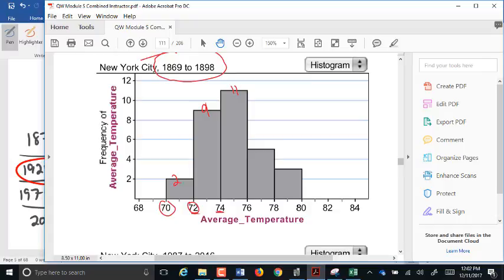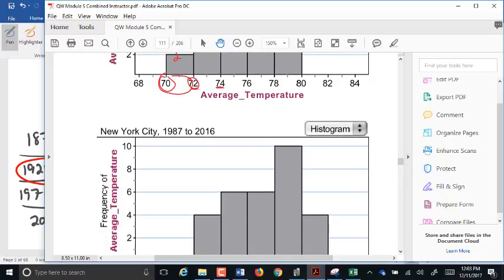From 76 to 78, there were 5 years that the average temperature was in that range. And 78 to 80 degrees, there were 3 years where the average temperature was between 78 and 80 degrees in the month of July. So this is the temperatures, the average temperatures down here. And then the height here is how many years the average temperature fell into that range. Any questions on that graph and what it means? Okay, so that was from 1869 to 1898.